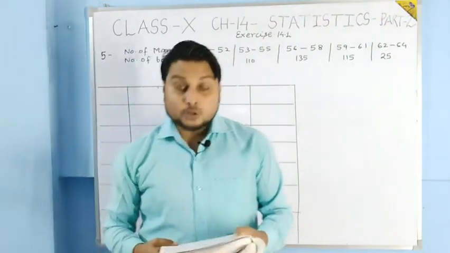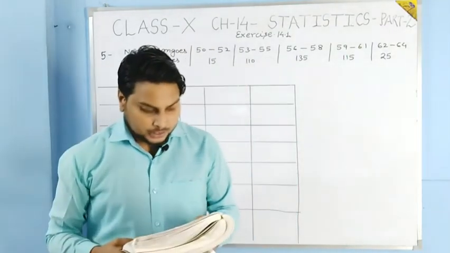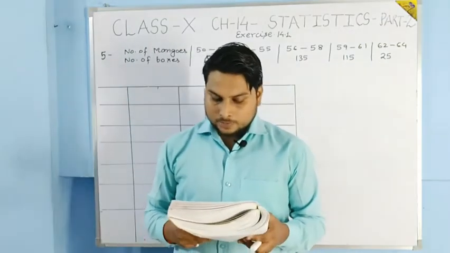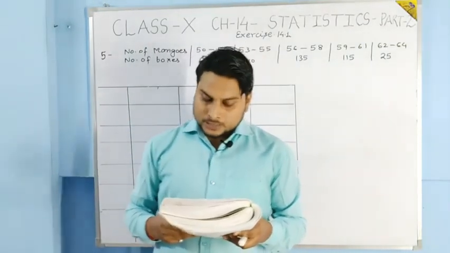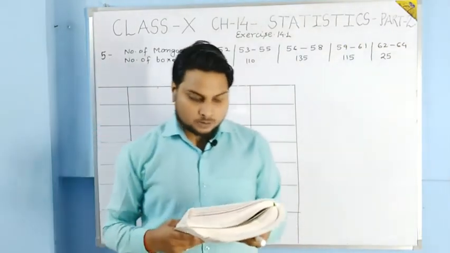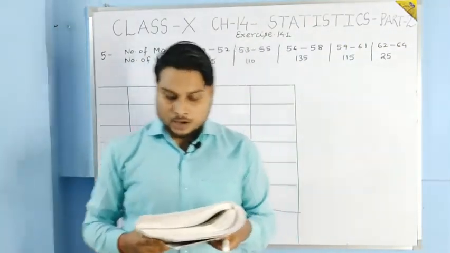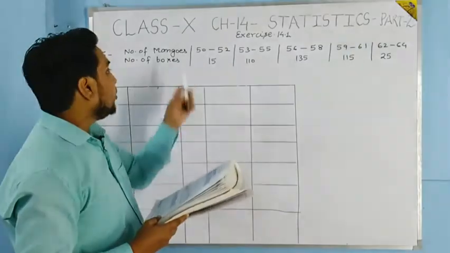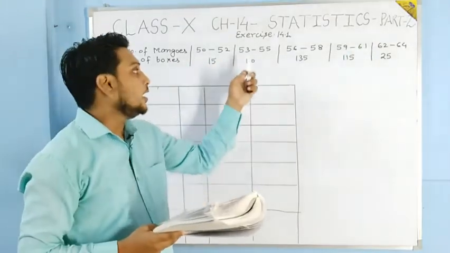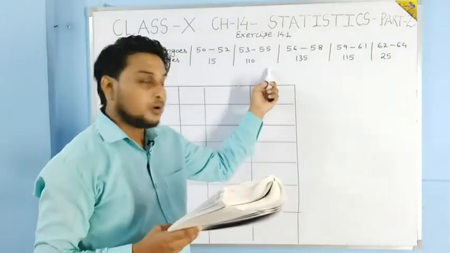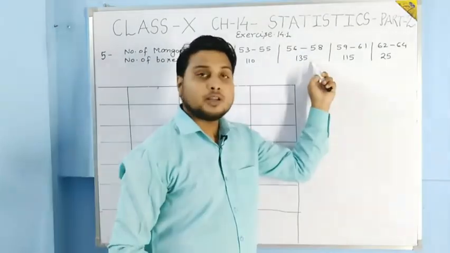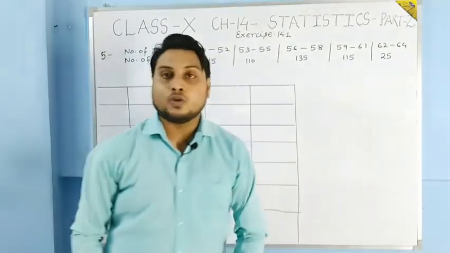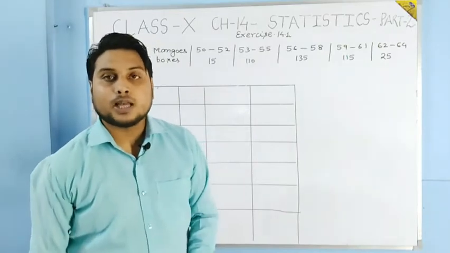Now students, coming to question number 5. In a retail market, fruit vendors were selling mangoes kept in packing boxes. These boxes contained varying numbers of mangoes. The following was the distribution of the mangoes according to the number of boxes. So 50 to 52, 15 boxes are there. 53 to 55 mangoes, 110 boxes are there. 56 to 58, 135 boxes are there. 59 to 61, 115 boxes are there. 62 to 64, 25 boxes are there.